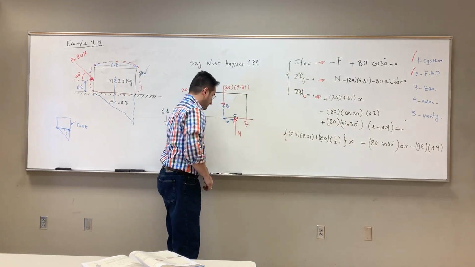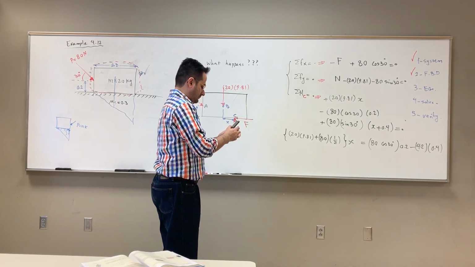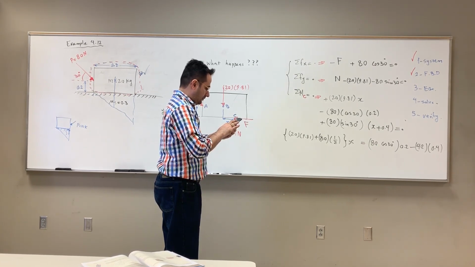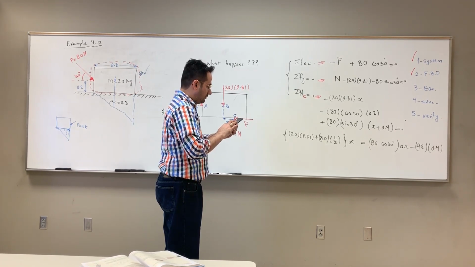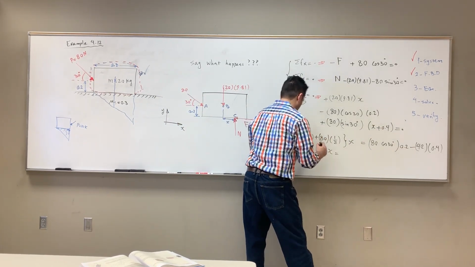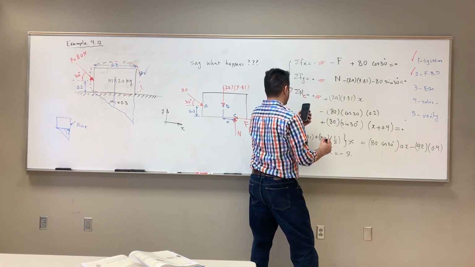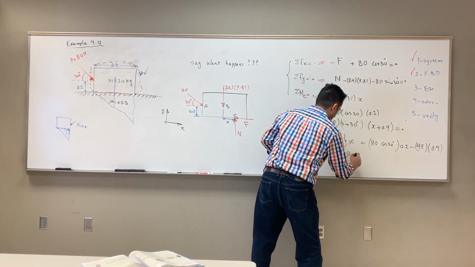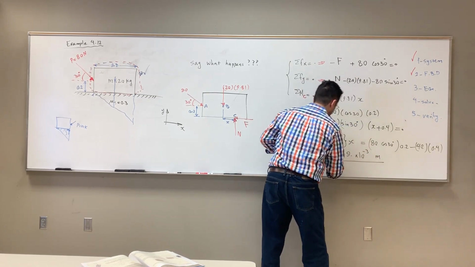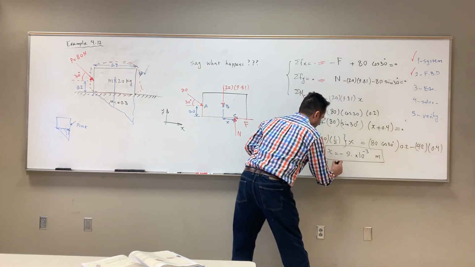Put in the calculator. Divided by, so x is negative 9 times 10 to minus 3. In fact, it is nearly 0.09.